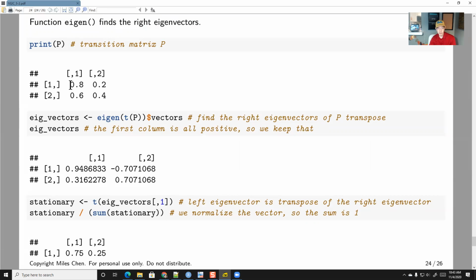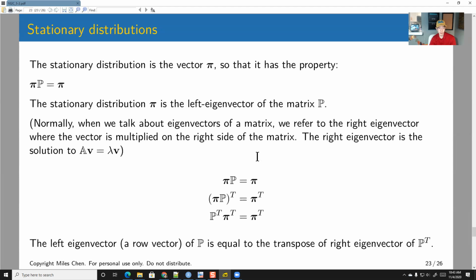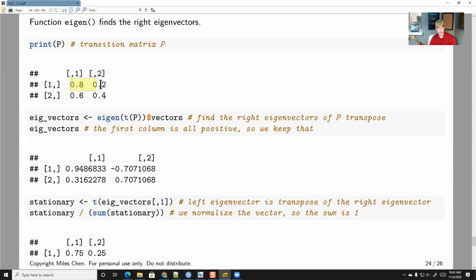I've plugged in our transition matrix. Again, here's our transition matrix, 0.8, 0.2, 0.6, 0.4. And when you use the function eigen in R, it finds the right eigenvectors. There's no left eigenvector function. So we just take what we learned, take the transpose of P, and find the right eigenvectors of P transpose.